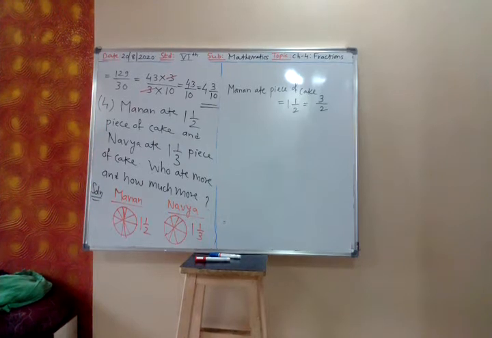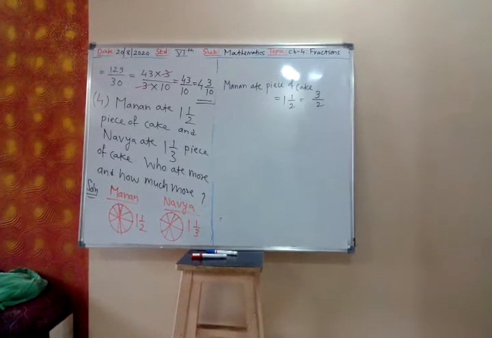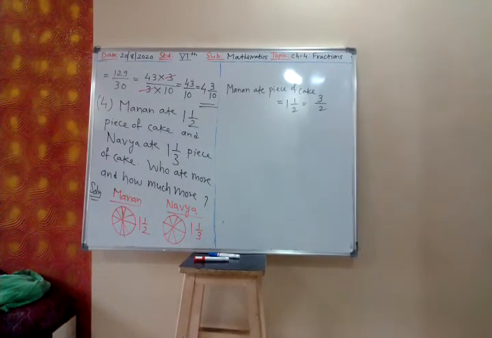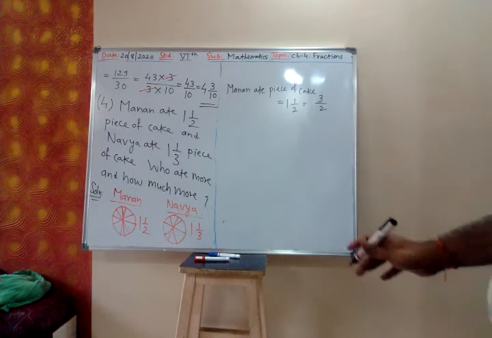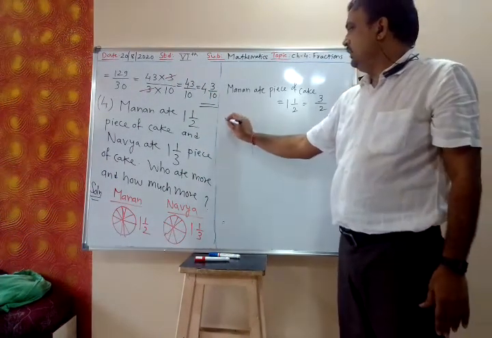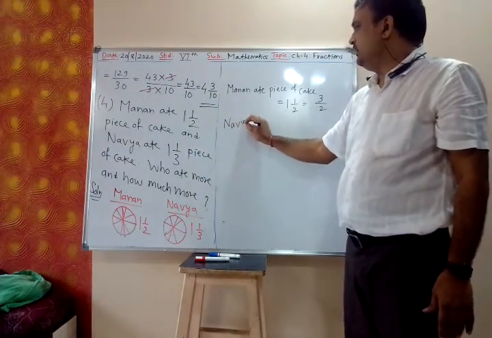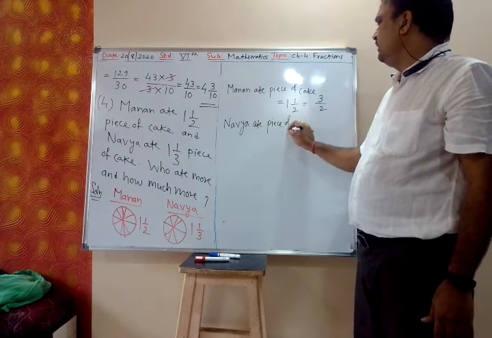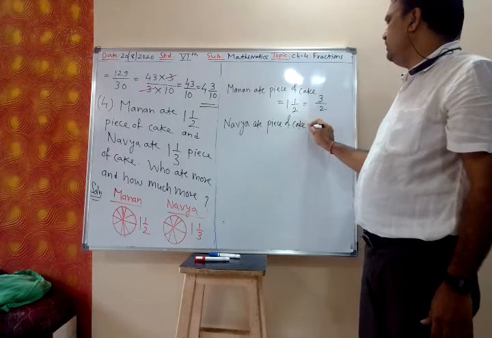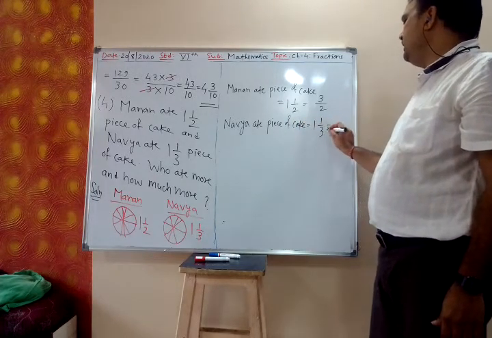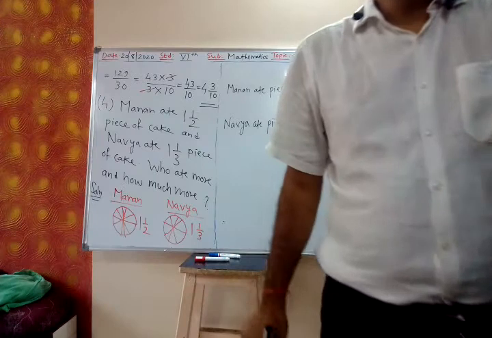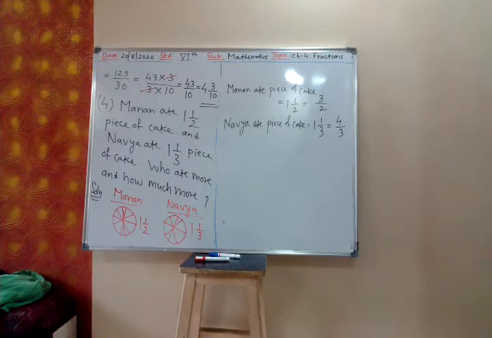Manan ate piece of cake that is 3/2. Then Navya ate piece of cake that is 1 and 1/3. 1 and 1/3 is 3 ones are 3, plus 1, 4/3. So 1 and 1/3 is 4/3. Now it is clear, right?